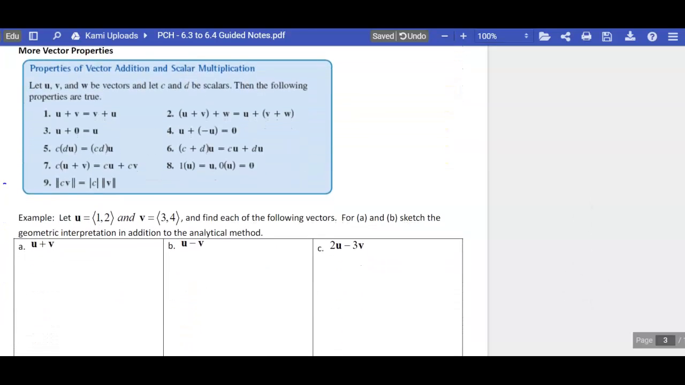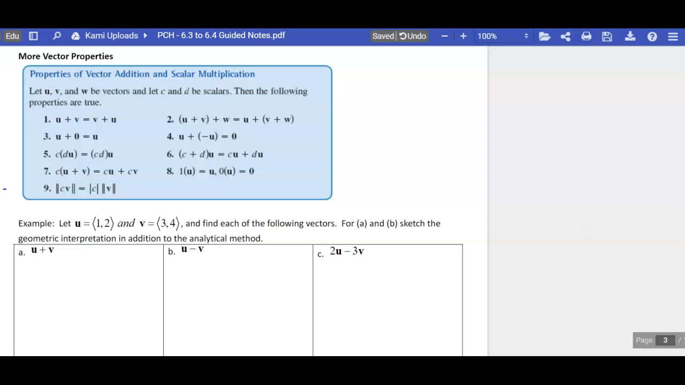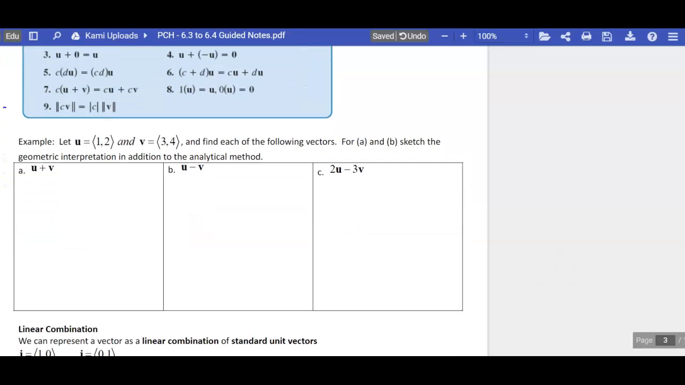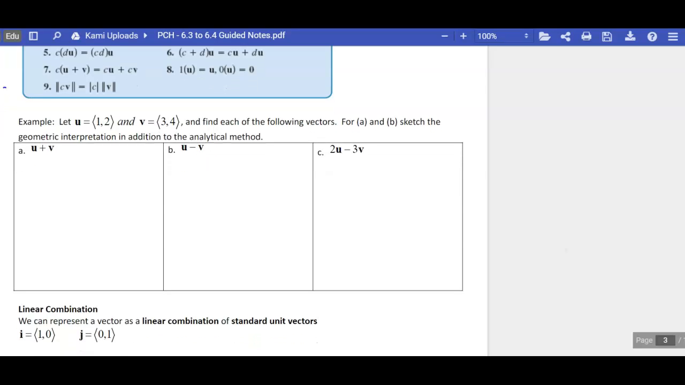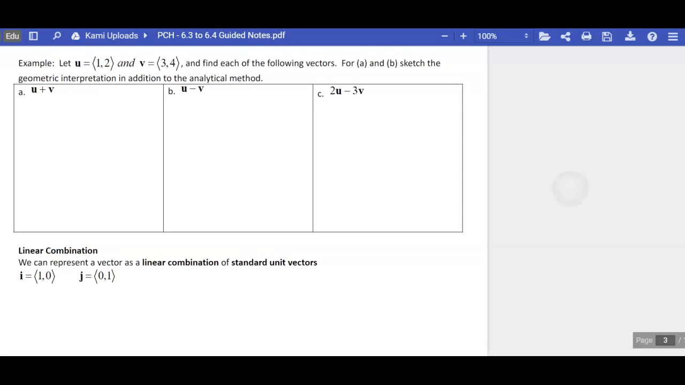Go ahead and look through these vector properties. They're very similar to properties of algebra that you know, and they're pretty intuitive. If you have any questions about those, make sure that you ask me. So let's take a look at some examples. We're going to let vector u be 1, 2, and v is going to be 3, 4. We're going to find each of the following resultants of these vectors. For A and B, we're going to sketch a geometric interpretation in addition to the analytical method.